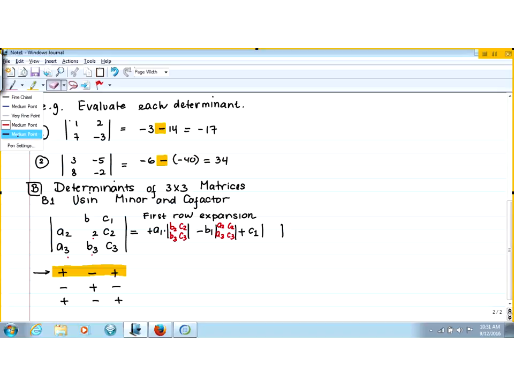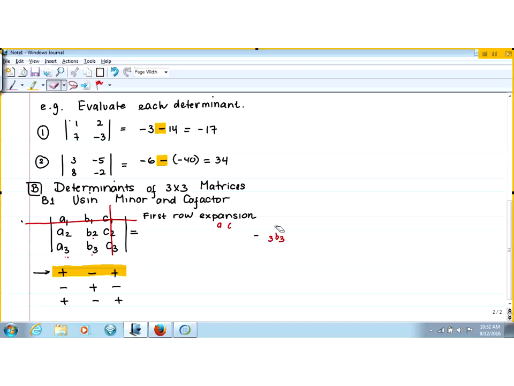Now, I'm talking about C1. Oh, I have to erase everything now. So this is A1, B1, B2. Okay. Now C1, which row do I eliminate? First row. And which column? Third column. If I eliminate first row and third column, what am I left with? A2, A3, B2, B3. Right?